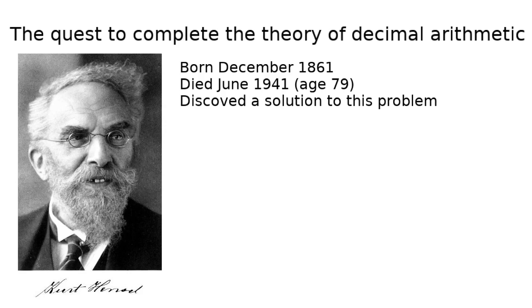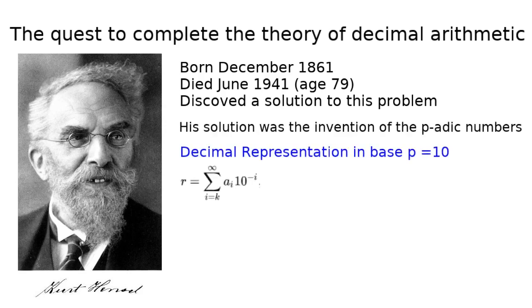And he was born in 1861. He was 71 when he died, and he found this great solution, this thing we called p-adic numbers. His solution was the invention of these things called p-adic numbers.